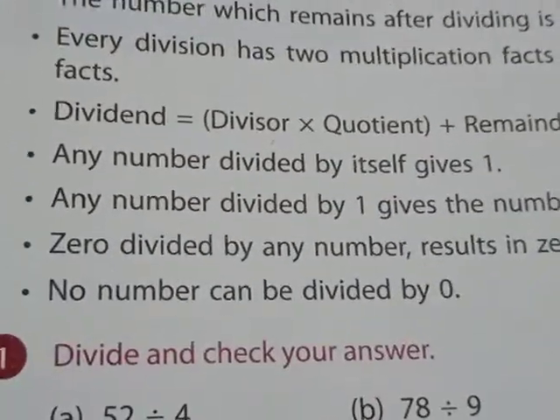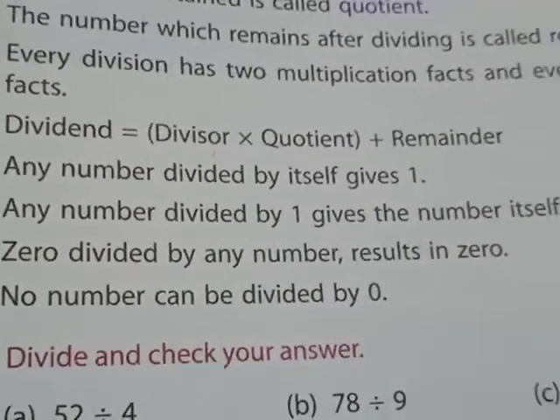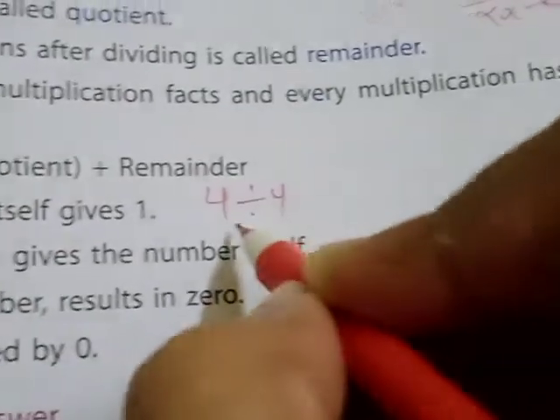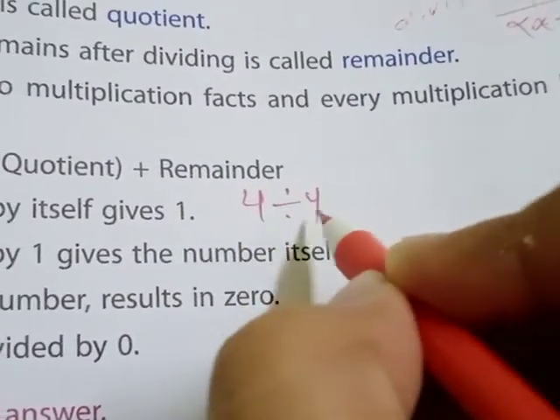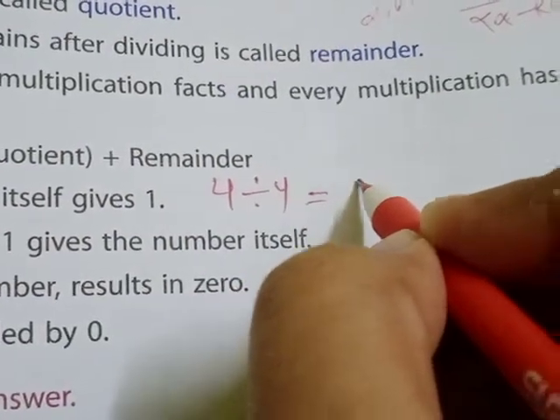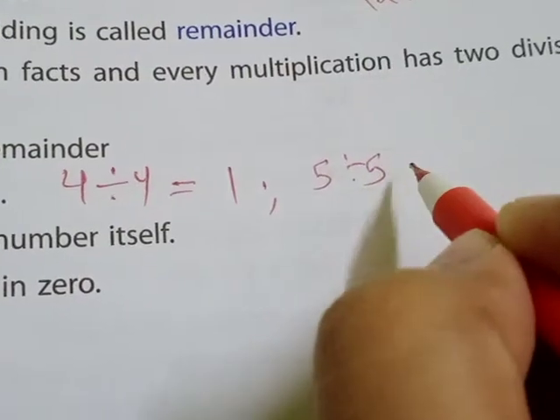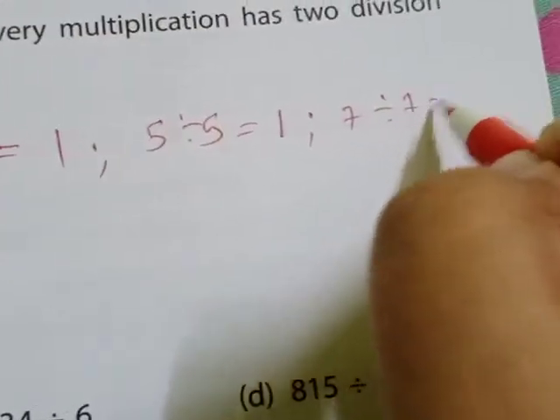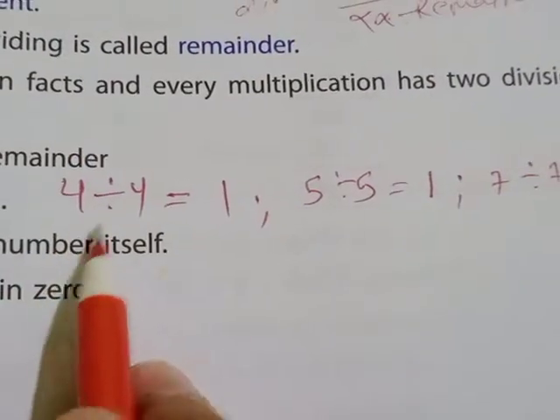Next, any number divided by itself gives 1. We know this very well. Suppose when we divide 4 with 4, so 4 is divided with itself, na? So when a number is divided by itself, our answer will always come 1. Next, another example I'll give you. 5 divided with 5, what will you get? 1. Then similarly, 7 divided with 7, we'll get 1, and so on. So whenever we divide a number with itself, the answer is always 1.